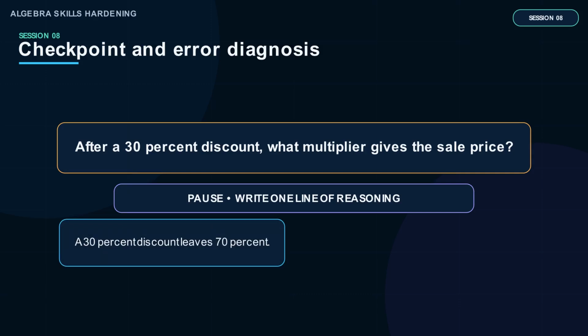A focused hint. A 30% discount leaves 70%. Use it to repair your setup rather than guess. An accepted answer is 0.70. Explain why it works and name the first step that would expose a common error.